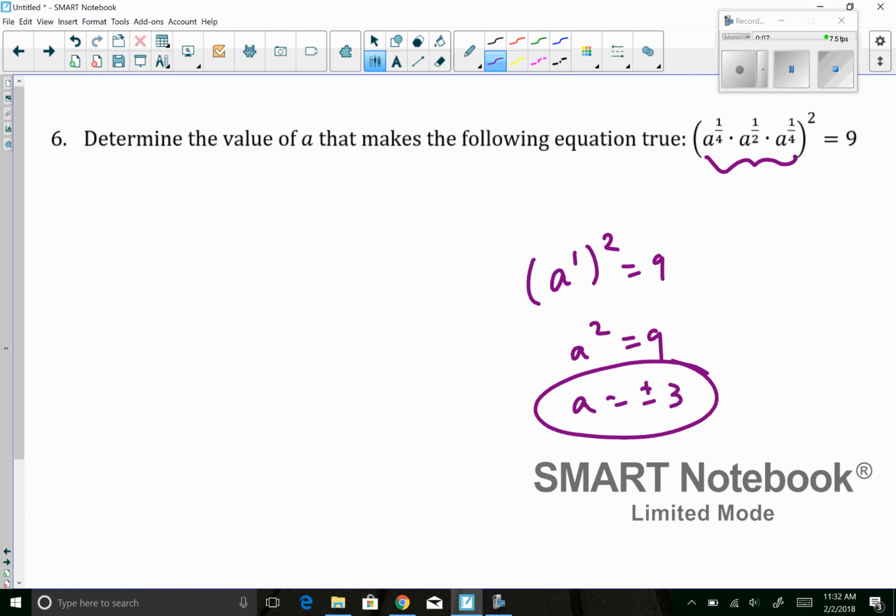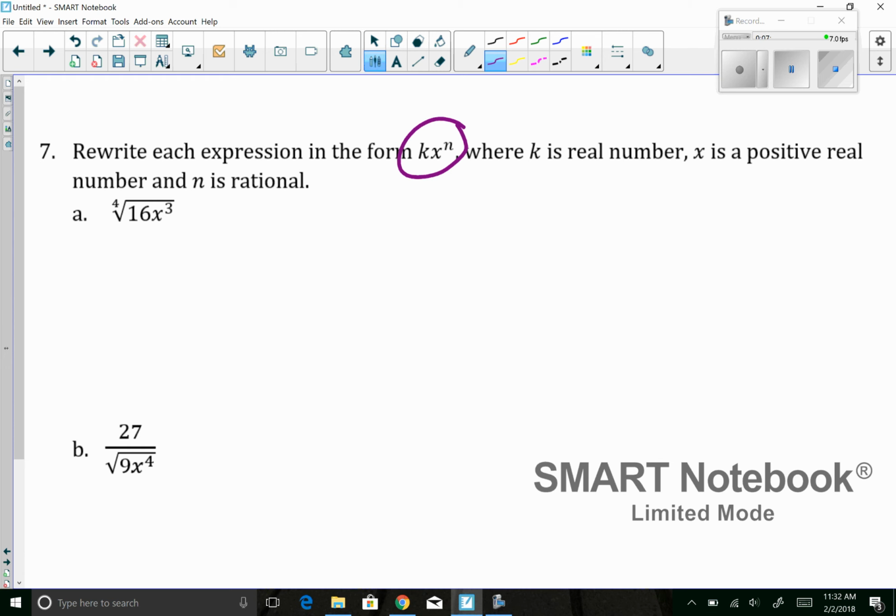Number 7 wants us to write everything in this form. When I rewrite these questions, I'm looking for a constant value to be the coefficient and an exponent, whether it's a fractional exponent or not. If I look at a, I know the 4th root of 16 is 2. And I know x to the 3rd underneath the 4th root is really x to the 3/4 because of exponent over root. That's in this form, so I'm done. K winds up being 2, n winds up being 3/4.